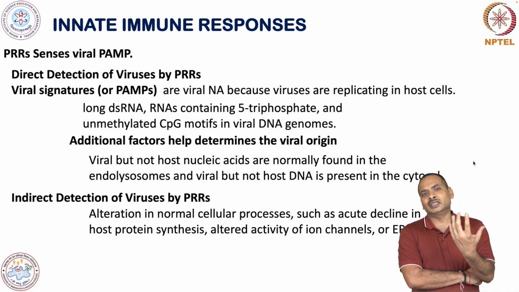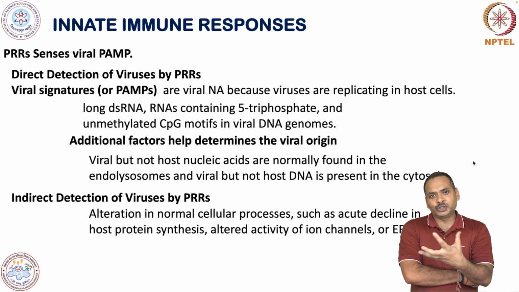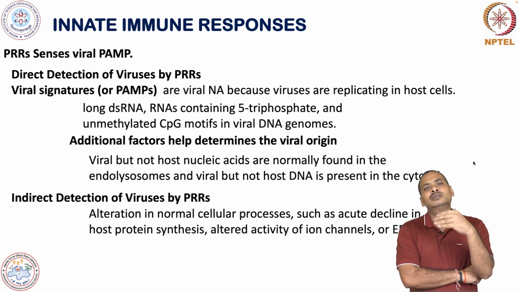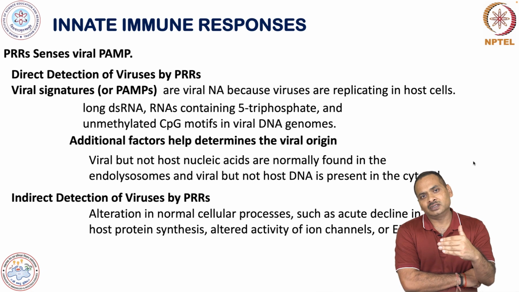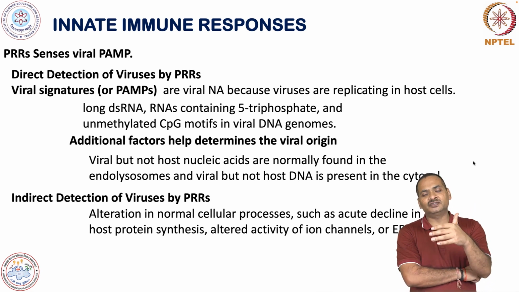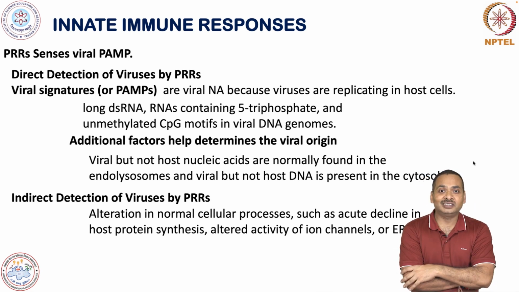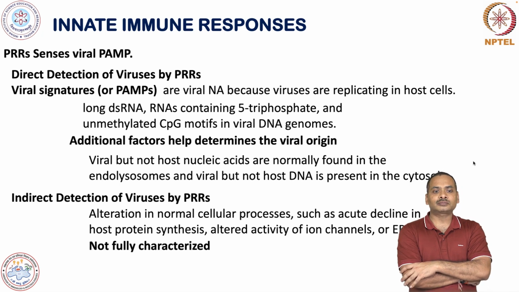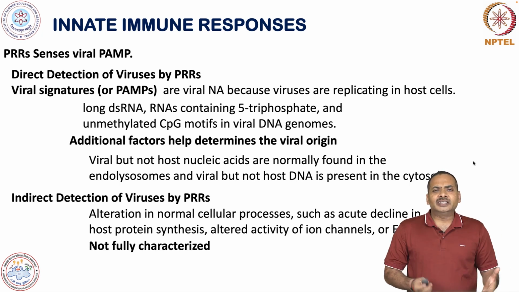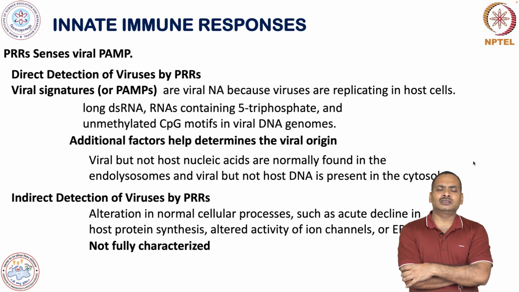So basically the virus skews the cell machinery for its own benefit, and since it is taking too much benefit, the cell also senses those things. So these are the indirect sensing of virus by PRRs.